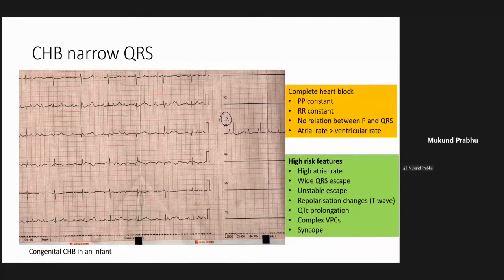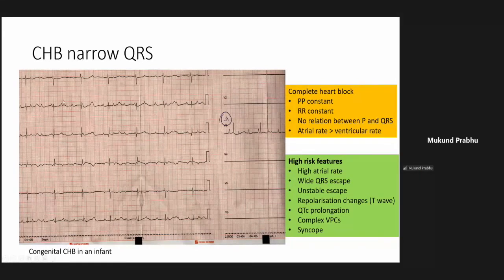Even higher degree is the complete heart block, where there is no relation between P and the QRS. So the PR interval, by definition, should not be there. It's a fallacy to say the PR interval is variable; it doesn't maintain any constancy. But once we have a complete heart block ECG, this is a congenital complete heart block.